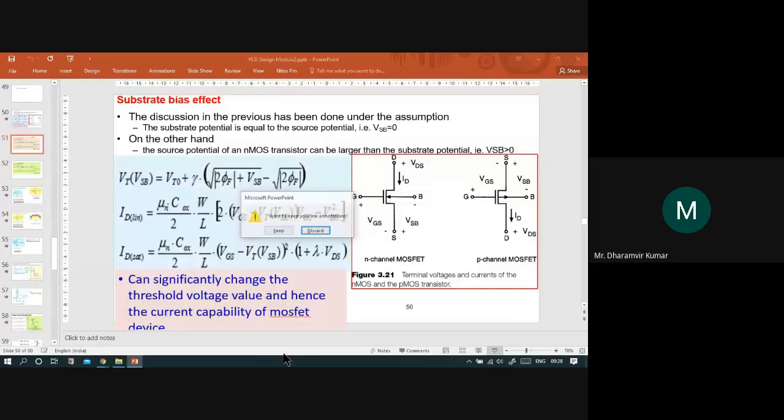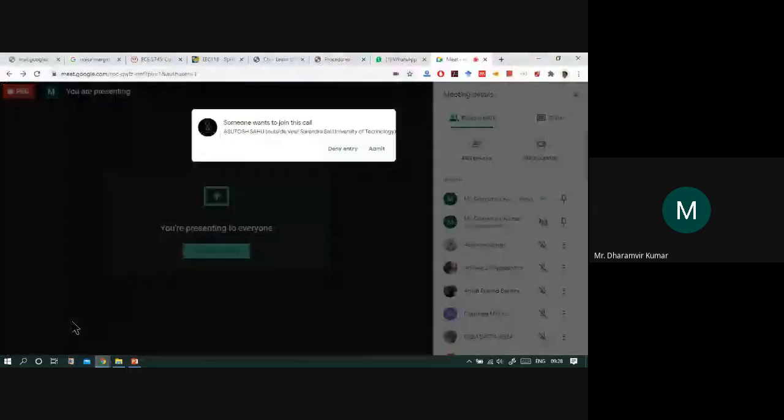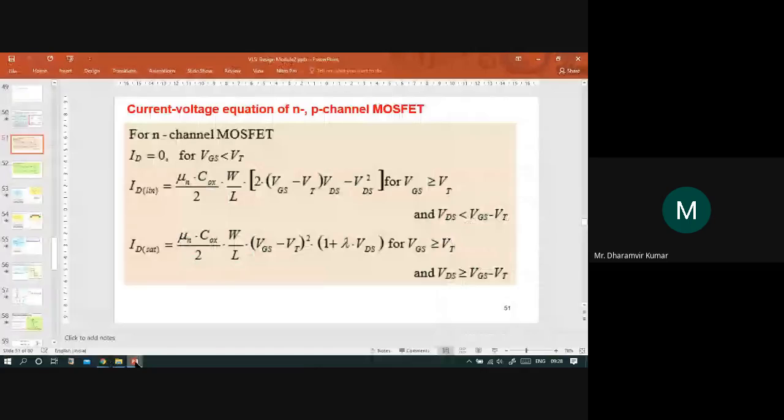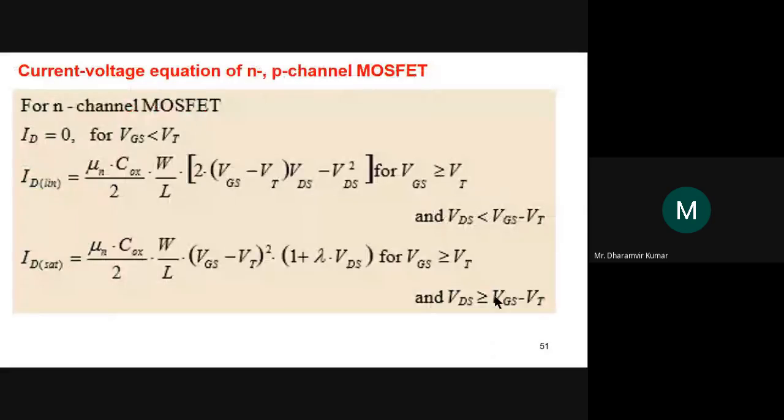So this is the equation. Till now, whatever effects, whatever equation that we have derived for the drain current, for linear and saturation region, including those two effects. The first effect was the channel length modulation, and the second effect was, as we just have seen, the substrate bias effect. Okay, so including those things, we can write, for N channel MOSFET.